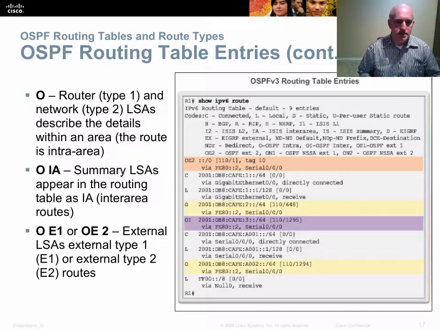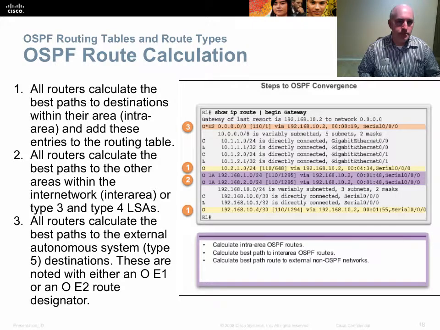And you can see those again here. Okay, so how are these routes calculated, right? So the router uses the SPF algorithm to calculate best paths to these destinations. And you can see those resulting calculations are what show up in your routing table.